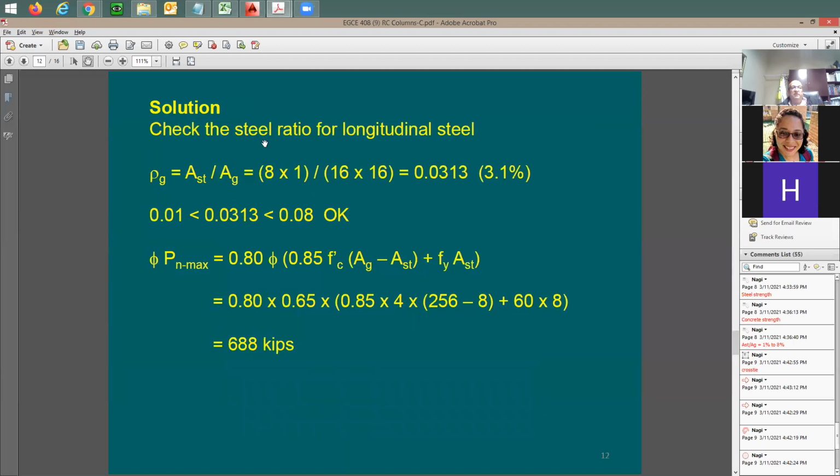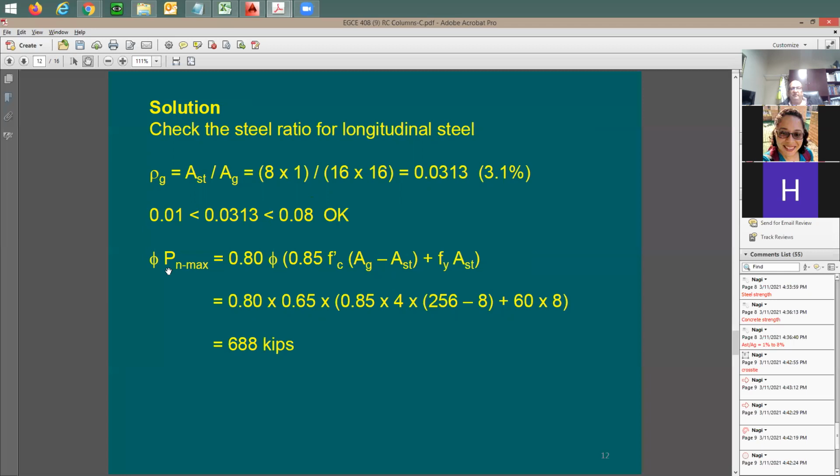So I'd like here to check the steel ratio. The steel ratio is going to be A_st, right? I just did that, divided by the cross-section area. And it's about 3.1%. This is good because the steel ratio should be between 1% and 8%.